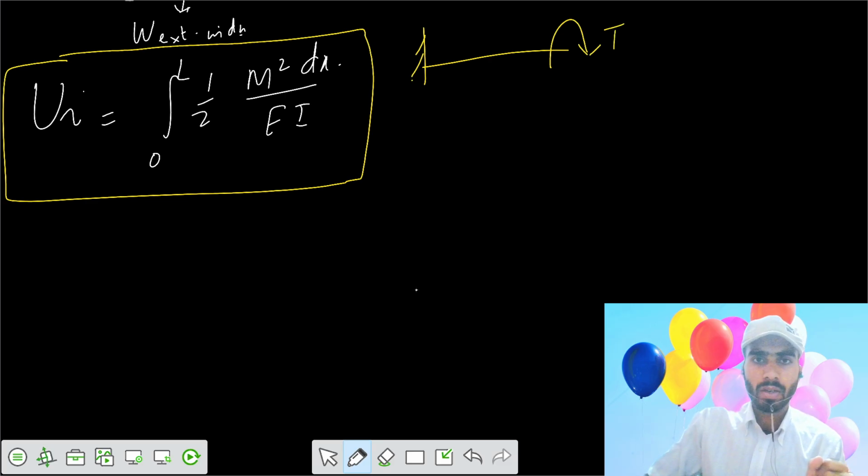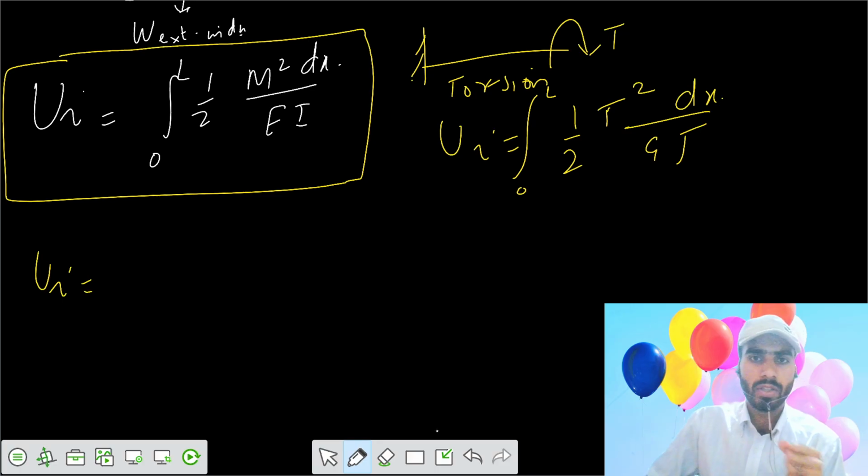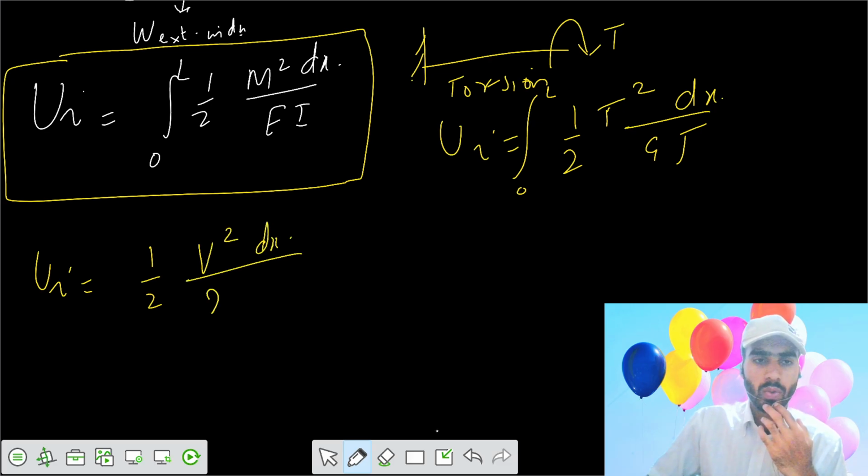If you say what is that internal strain energy stored for torsion, you can say the integral from 0 to L of T square dx by 2GJ. Similarly, for the shear force, the internal strain energy stored equals the integral of the shear force V square dx by 2AG.